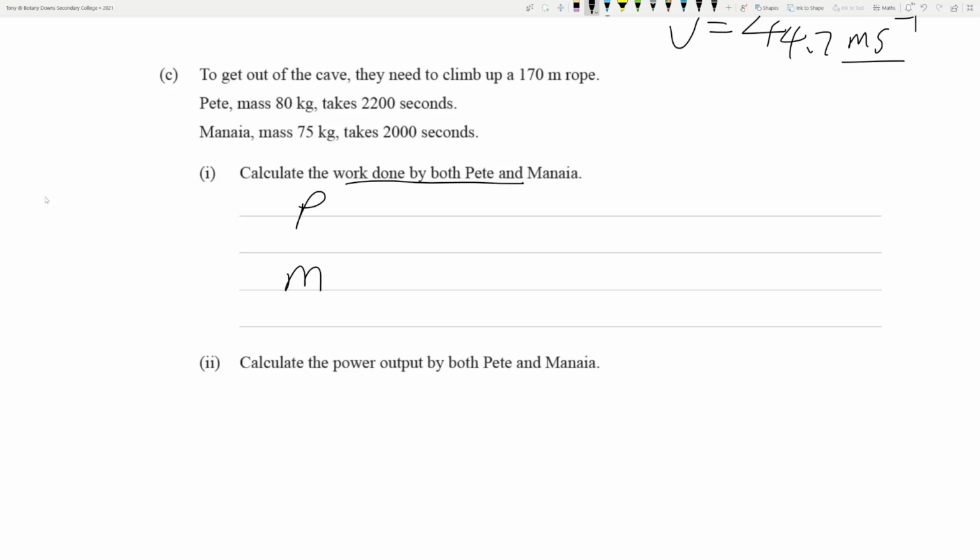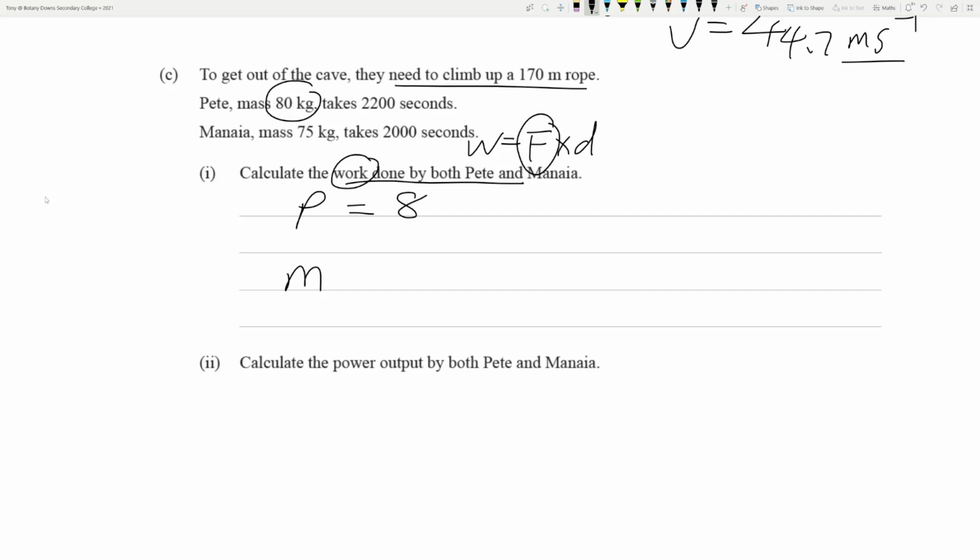Okay, so calculate the work done by Pete and Manai. So Pete is on top, M is here. So calculate the work. Work is force times distance. So what are they doing? They're climbing up. So when you're climbing up, you need to overcome the weight force. Okay, so how do we figure out the weight force?